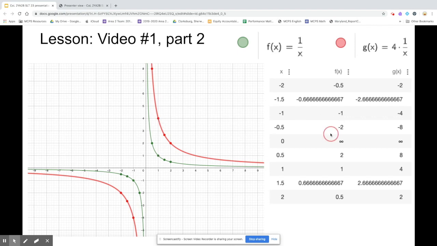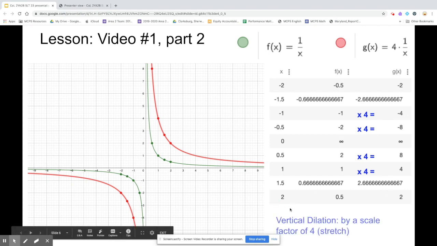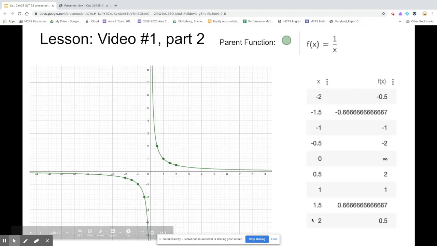When I look at my table of values over here, I can see that each of the values have been multiplied by 4 to give me the new value for g of x. I can look at this as a vertical dilation by a factor of 4. We call that a stretch. I'm going to go back to my parent function just to clear the graph.